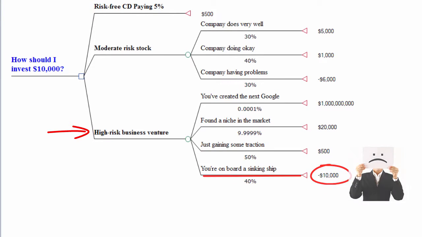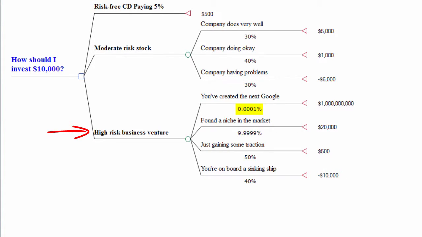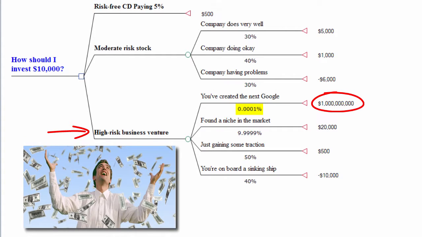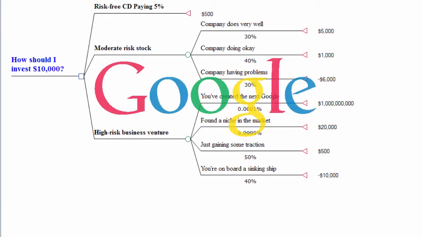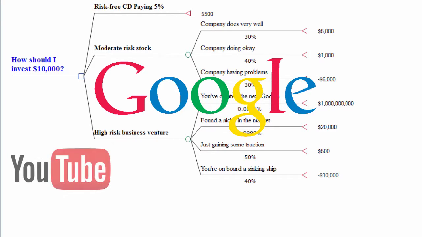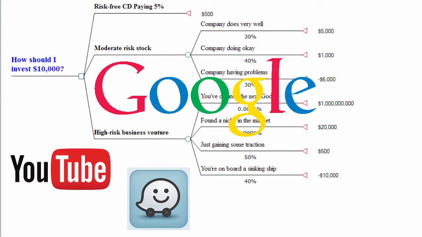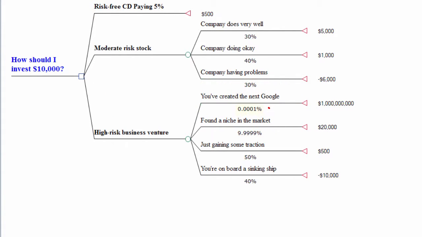But there's always that 1 in a million chance you'll be the next Google upstart and make $1 billion after being bought out by, you guessed it, Google. Hey, it happened for the developers of YouTube and the former Google Maps competitor Waze. And yes, we can actually build into the model that 1 in a million chance probability.